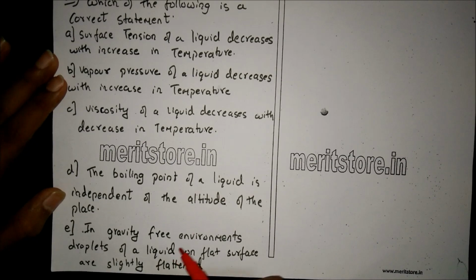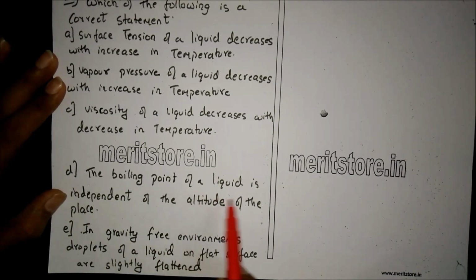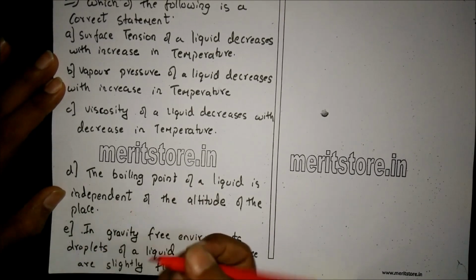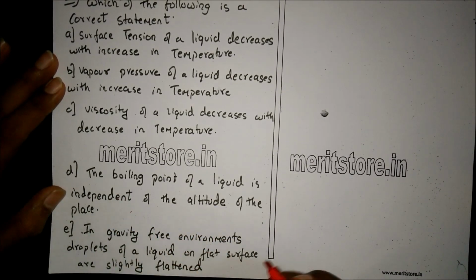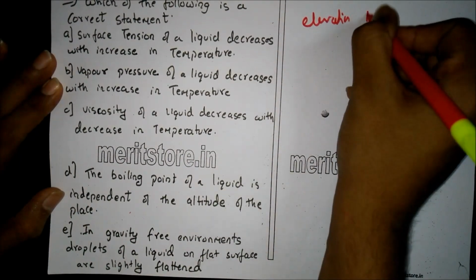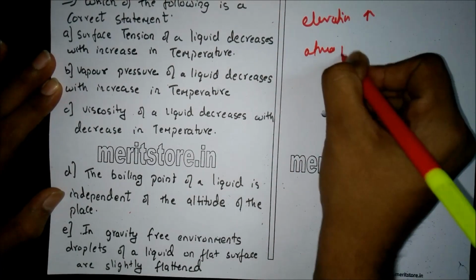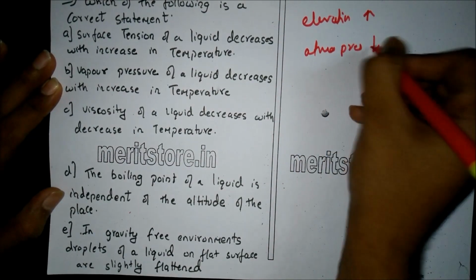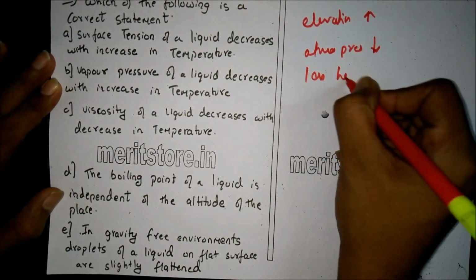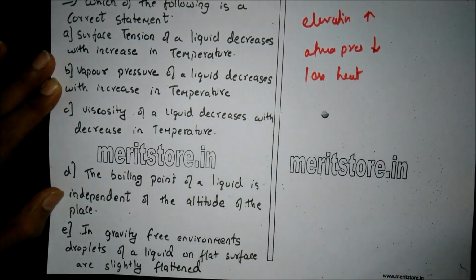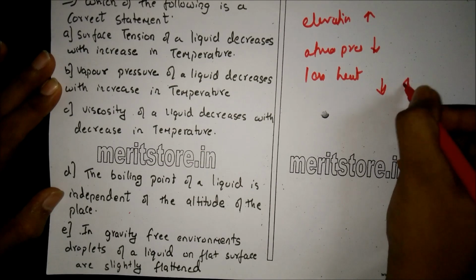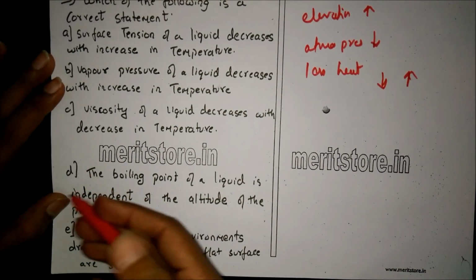Therefore, this is wrong. Now, in option D, the boiling point of a liquid is independent of the altitude of the place. This answer is actually false because the boiling point depends on the altitude, because as elevation increases, the atmospheric pressure decreases because air is less dense at higher altitudes. Therefore, less heat is required for the vapor pressure to equal the atmospheric pressure. Therefore, the boiling point is less at higher altitudes. So this is also wrong.